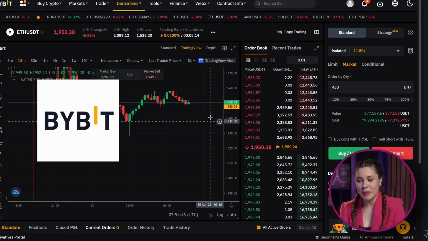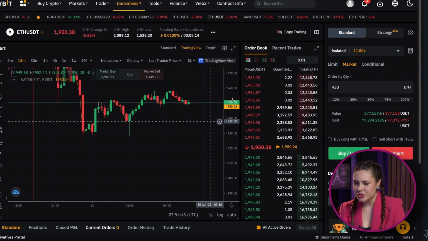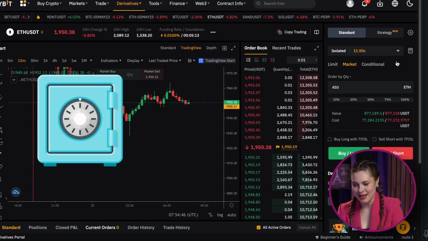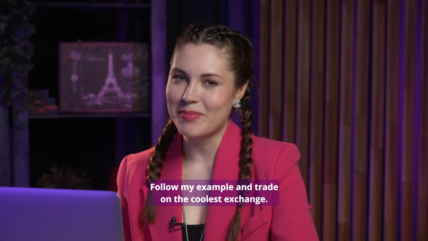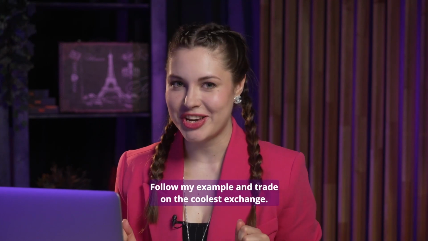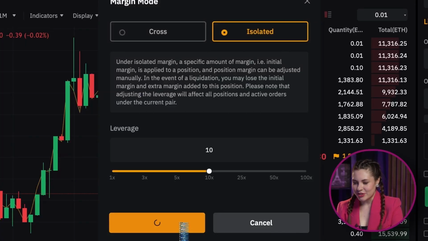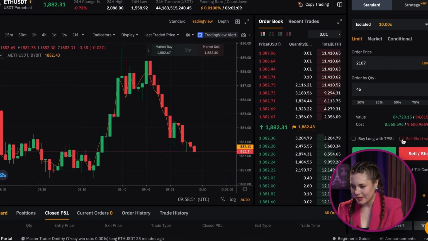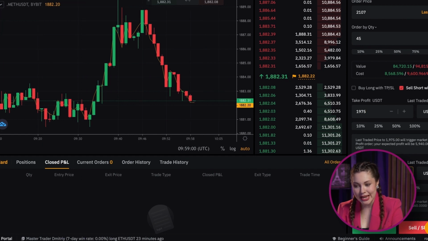Then I switched to the Bybit exchange. I only trade on this exchange as it has several advantages over its rivals. Whenever I use Bybit, I know that my money is in safe hands. Follow my example and trade on the coolest exchange. I chose leverage X10 and isolated margin and confirmed it. Then I placed a limit order and opened the trade.